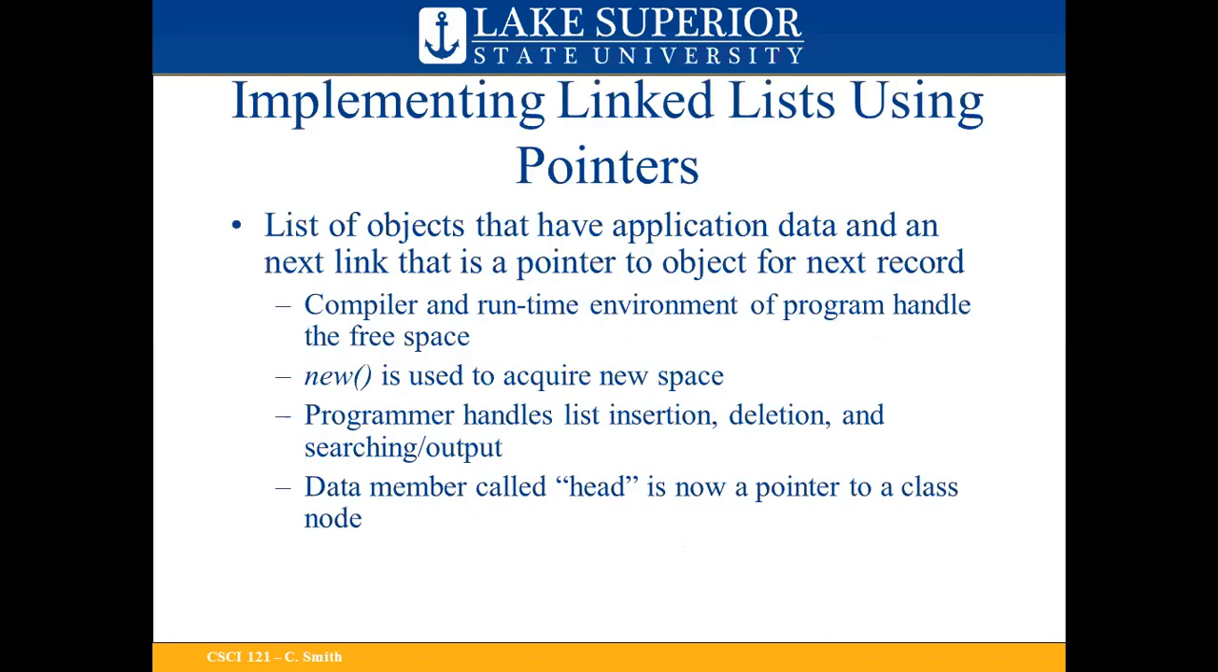So implementing linked lists using pointers, the list of objects have application data and a next link that is a pointer to the object for the next record. The compiler and runtime environment of the program handle the free space, and so new is used to acquire new space, just like in the stack and queue. The programmer handles list insertion, deletion, and searching and output. A data member called head is now a pointer to a class node, okay?